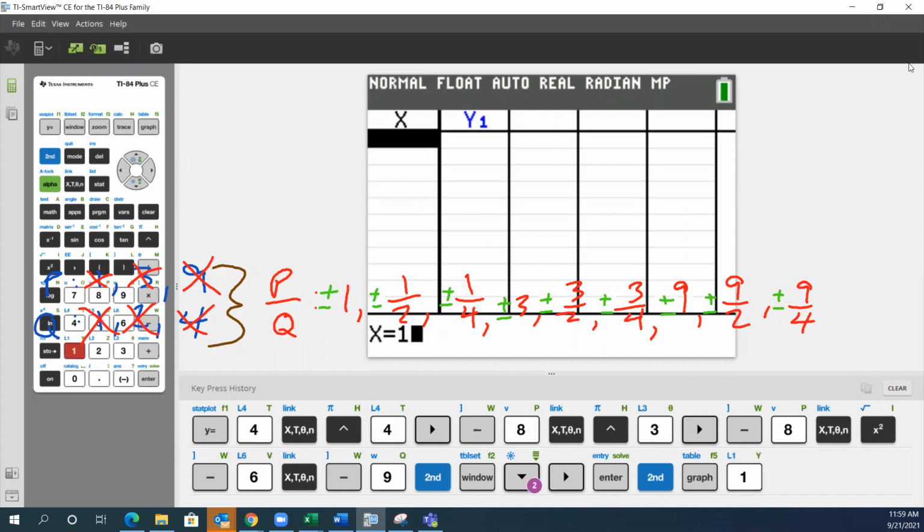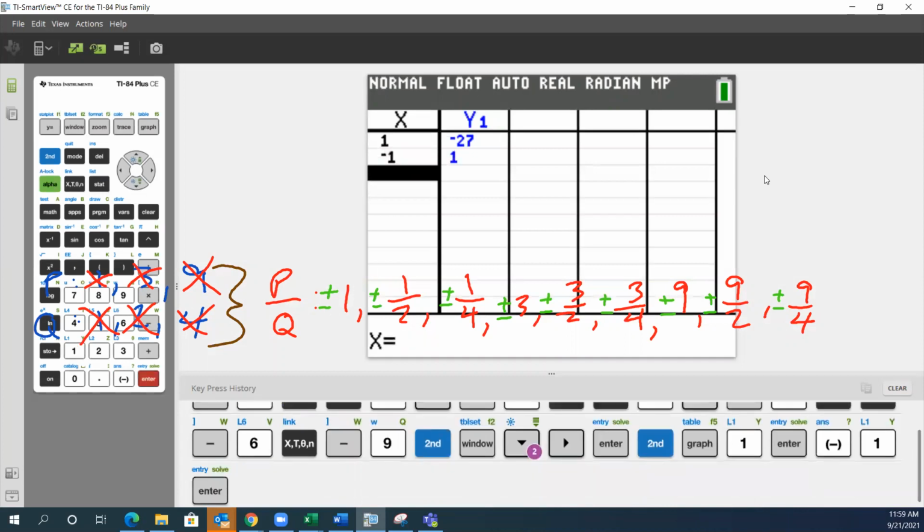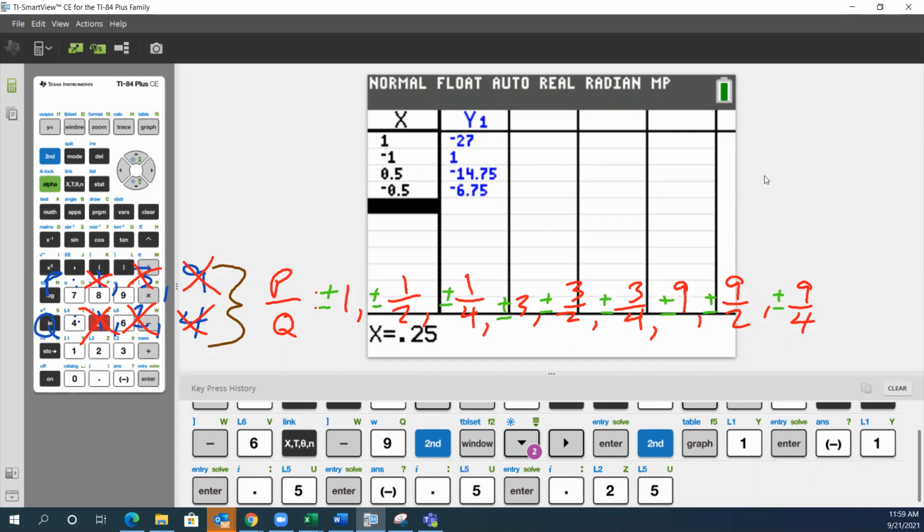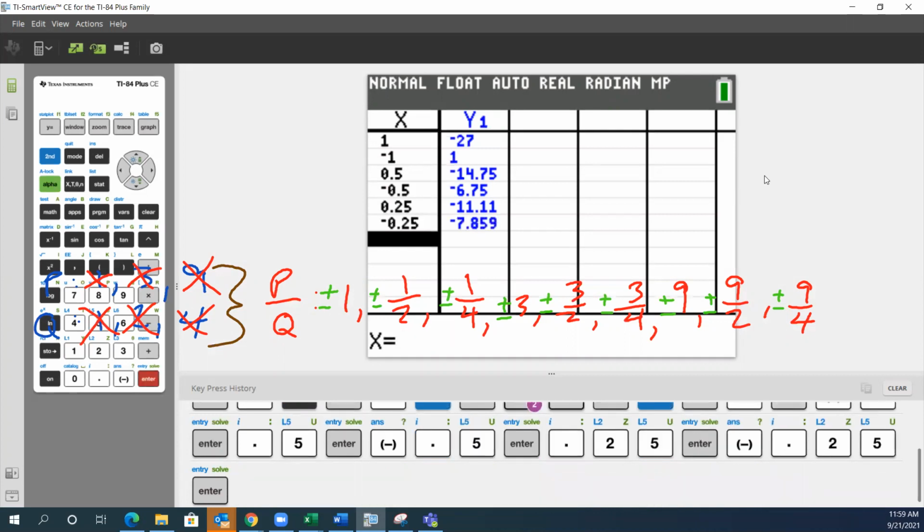I'm going to start over here with +1. So 1, nope. How about -1? Nope. How about a half? Nope. -1/2? Nope. A quarter? Nope. -1/4. Again, I'm only expecting 2 of these to work or so, but certainly no more than 4. Can't be more than 4. All right, so the first 6 are out of there.